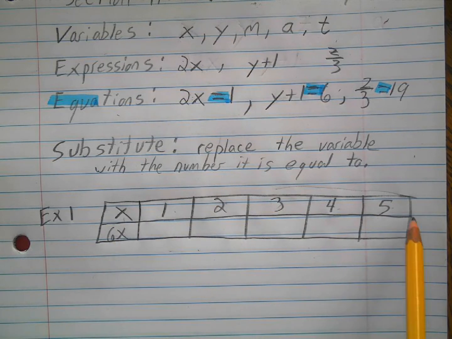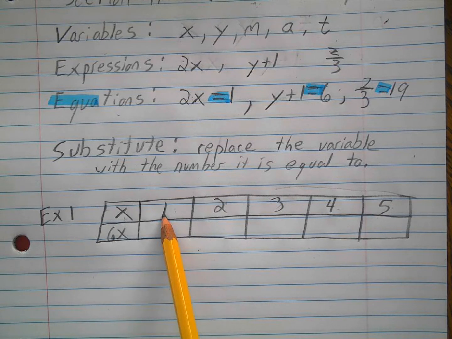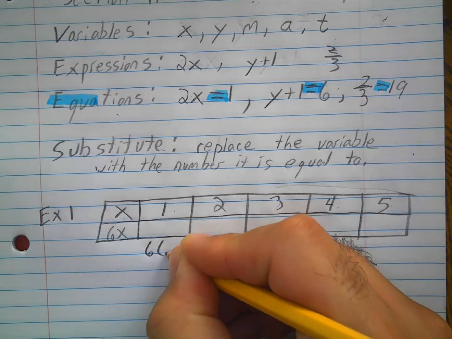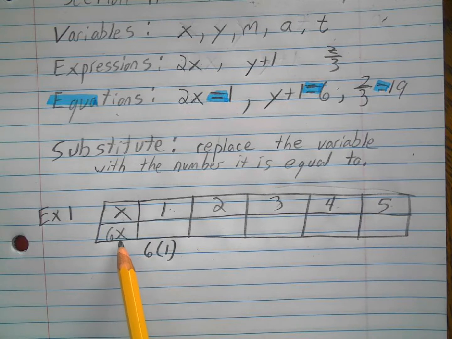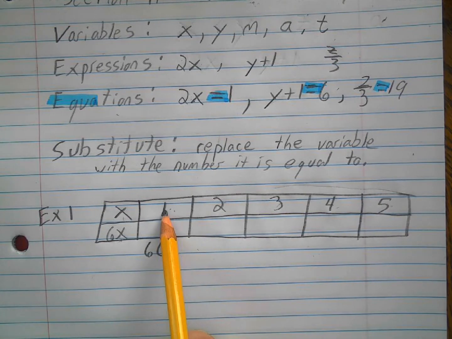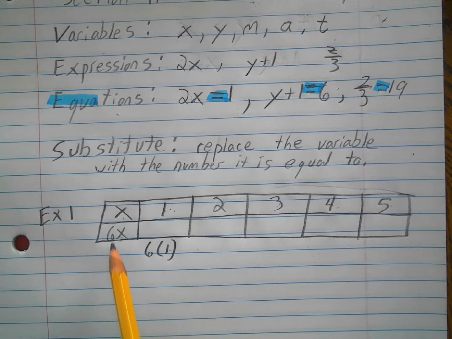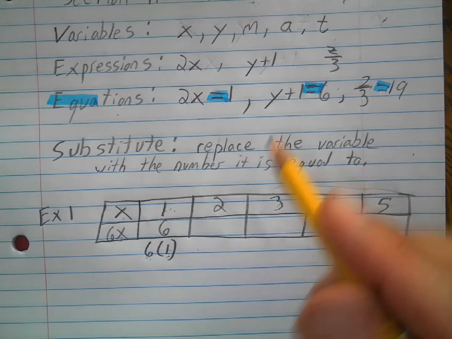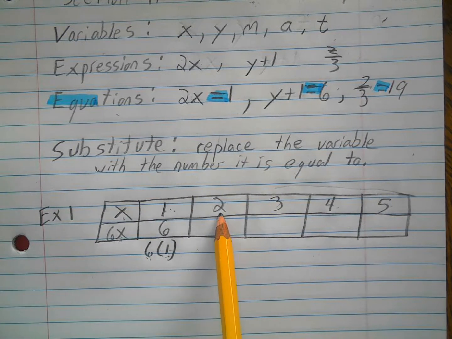So when you see a table like this, when x is 1, what is 6x? So what we're going to do is substitute the 1 in for that 6x. So the 1 is now going to replace the x. So instead of 6 times x, 6 times 1. What is 6 times 1? 6.